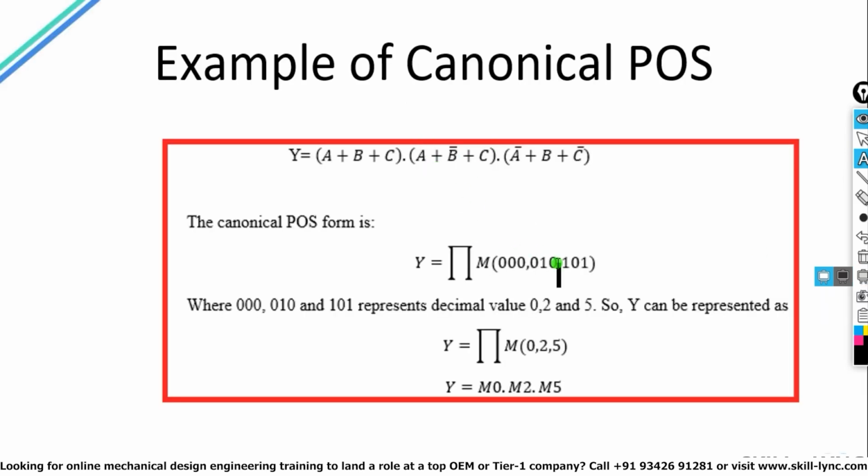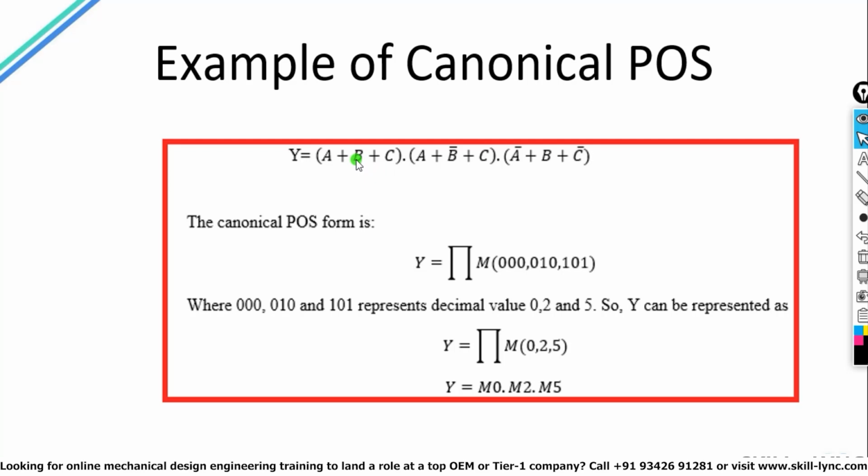Okay, the thing to take care of is that in min terms, in the case of SOP, A bar means 0 and A is 1. But in case of POS, that is your max term, A stands for 0 and A bar stands for 1. This is how you can find out the values. Also, in case of SOP we take sigma small m, but in case of POS we take pi capital M.